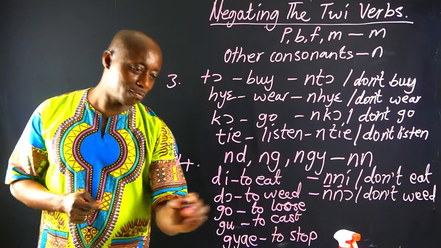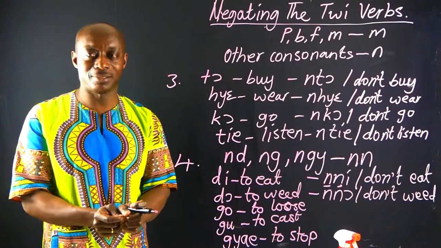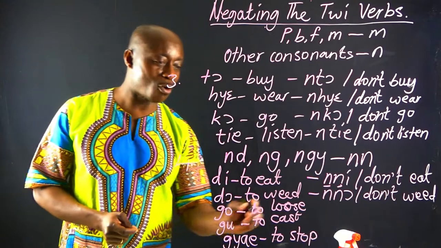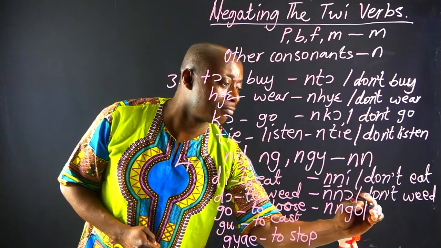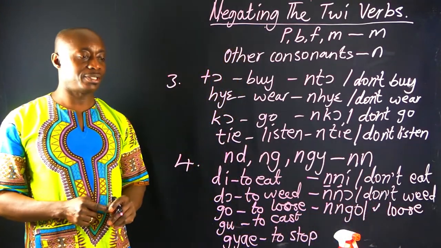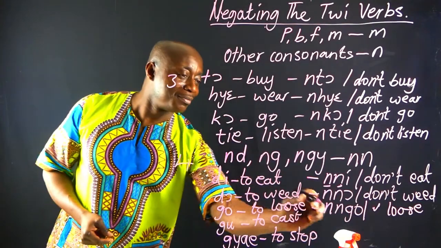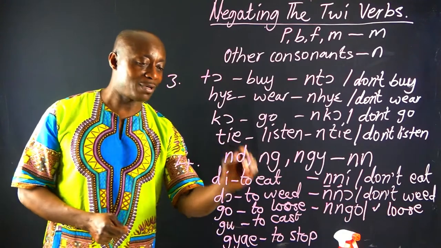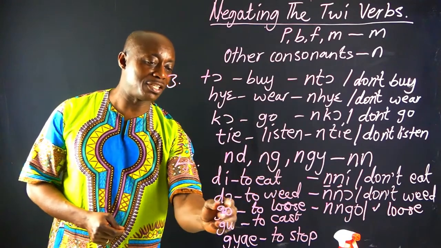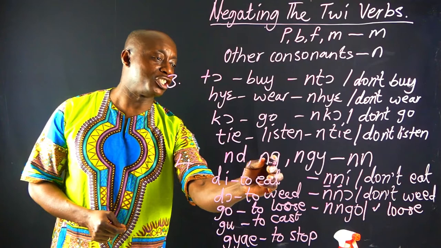Okay, go, to lose it. Lose it will become what? Don't lose it. Ngo, ngo. So, we double the n when you get this combination, ng, ng.